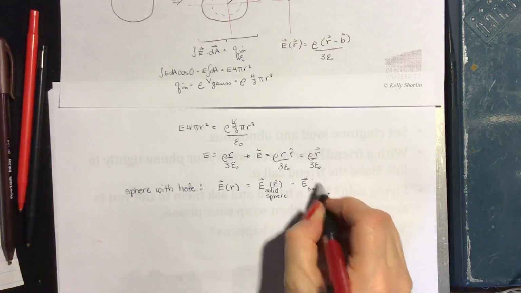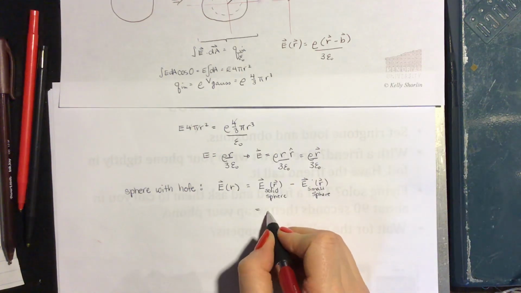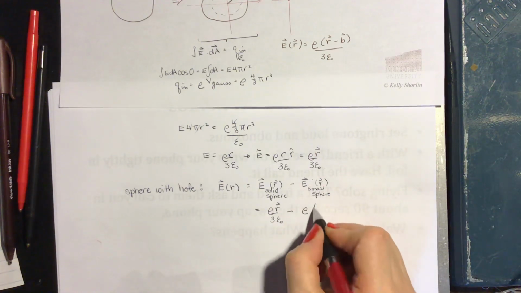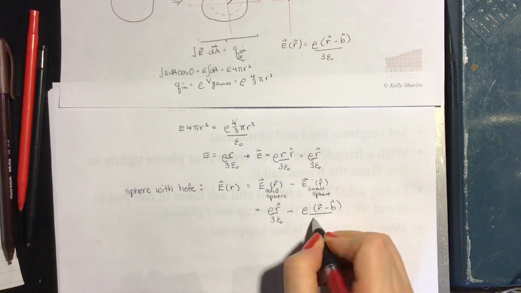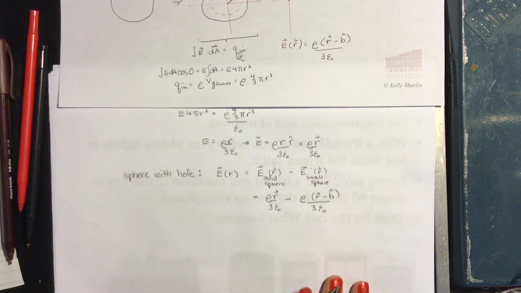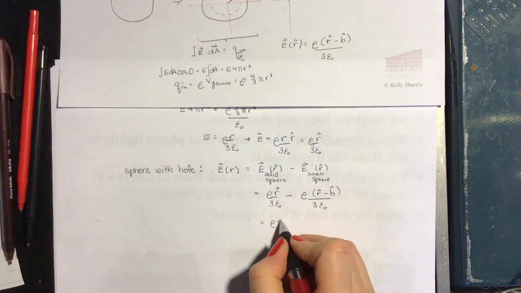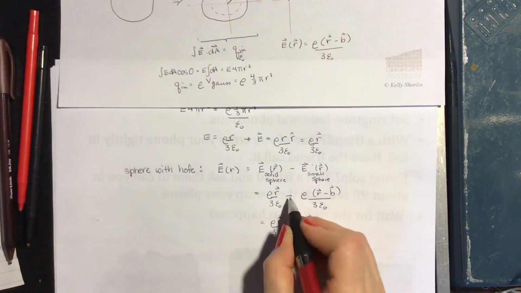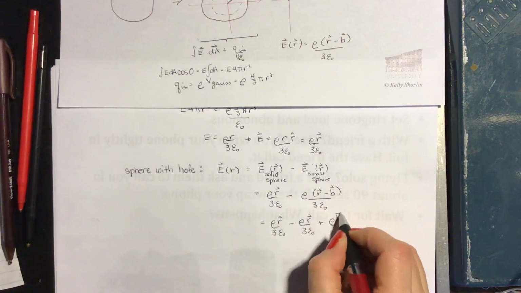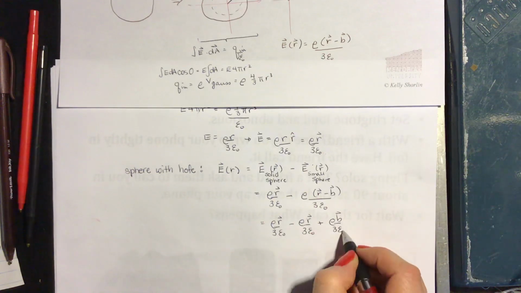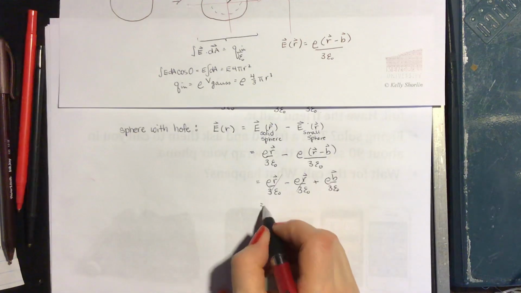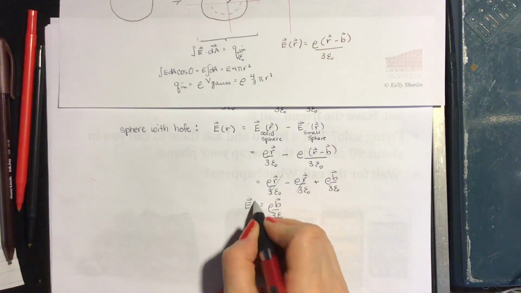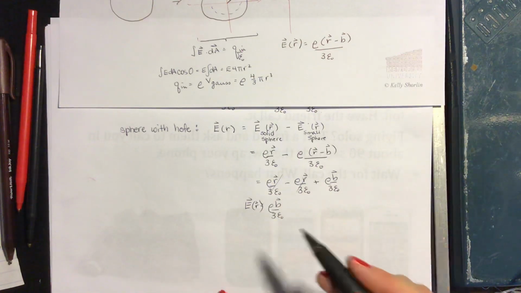So let's fill those in. We have rho times r over 3 epsilon naught. Take away rho times r minus b over 3 epsilon naught. We can simplify that a little bit. So that's rho times r over 3 epsilon naught minus rho r over 3 epsilon naught. Minus times minus is plus, rho times b over 3 epsilon naught. These cancel and we're left with rho times b over 3 epsilon naught. That's the electric field inside the cavity. So we're confining our r to inside the cavity. E inside cavity.